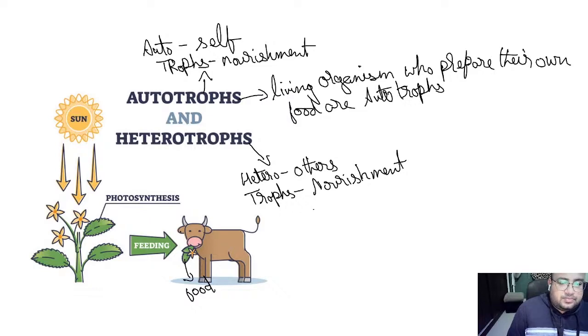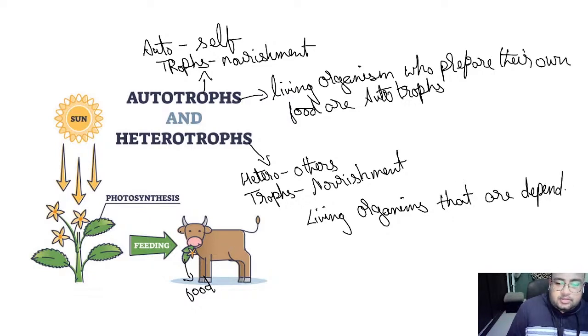Okay, so yes, living organisms that are dependent on food are heterotrophs.